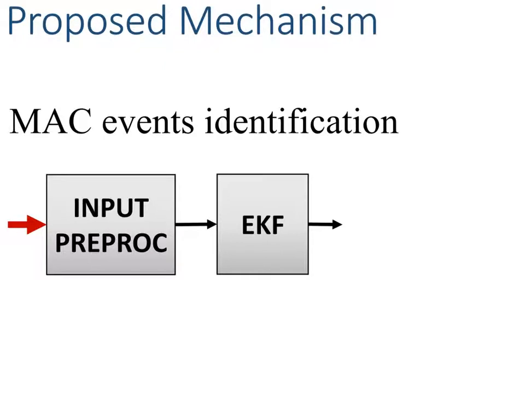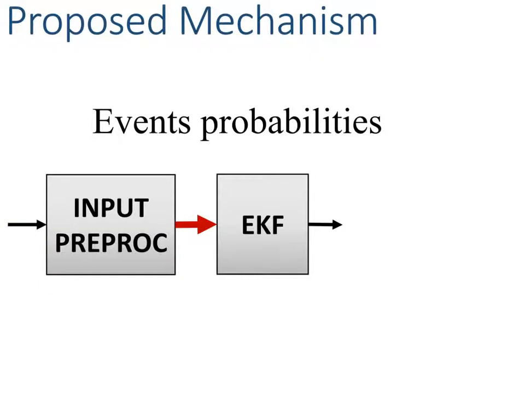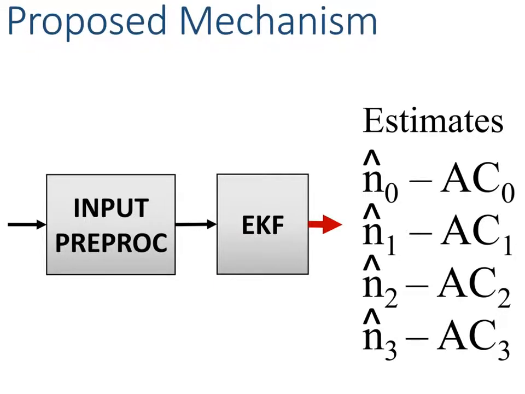Given a network scenario, we estimate the numbers of active queues using the mechanism in this slide. First, we identify MAC events and process them into the events probabilities. Those probabilities are inputs to an extended Kalman filter, which in turn gives us the estimates. This mechanism is the main contribution of our work.